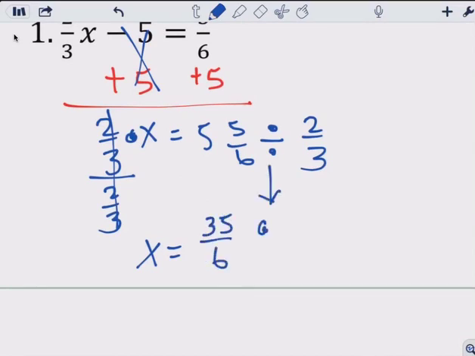Change this to a times and flip the second. Like that. Right? Or you can skip this step and know that you just multiply by its reciprocal. Okay? Do you understand why we multiply by its reciprocal? Because when you divide, you take the reciprocal.